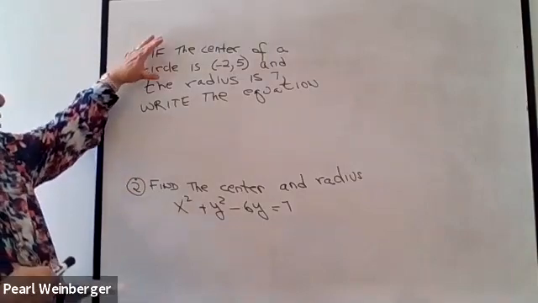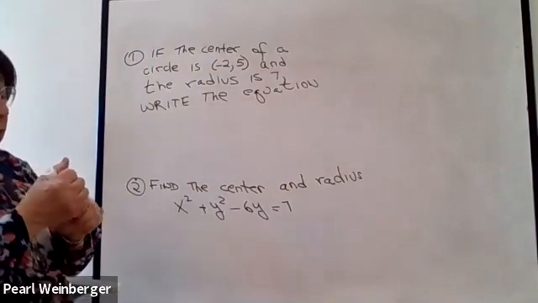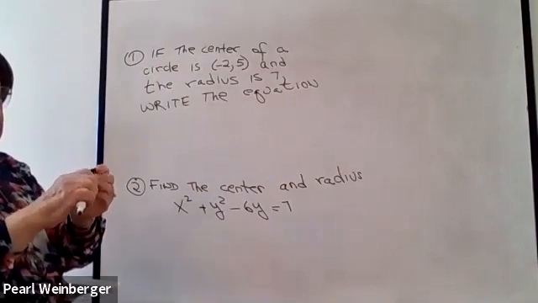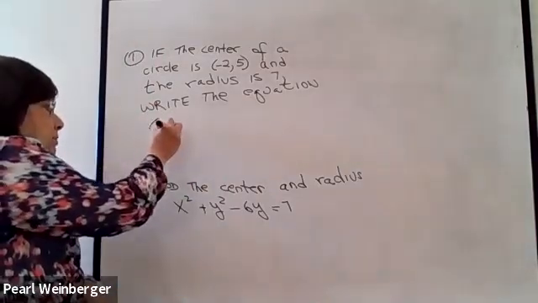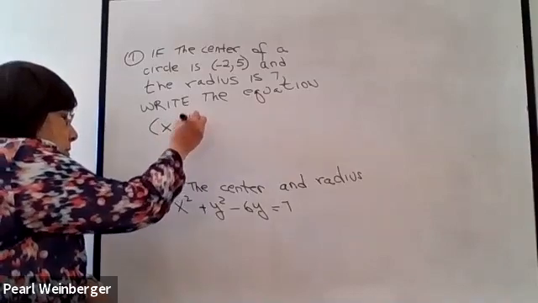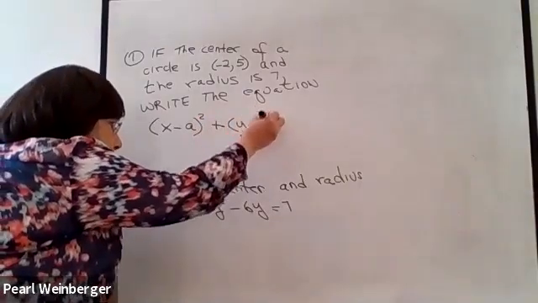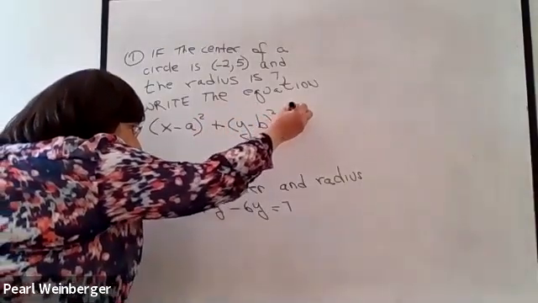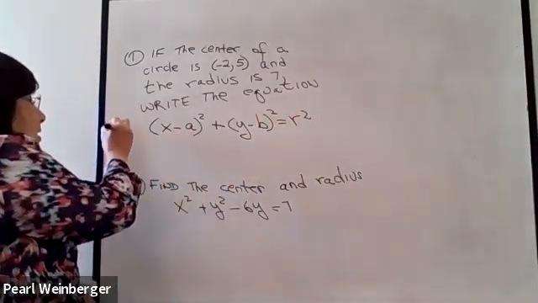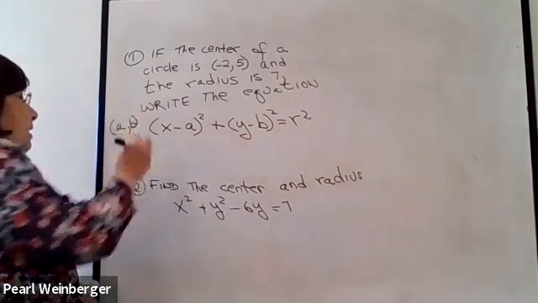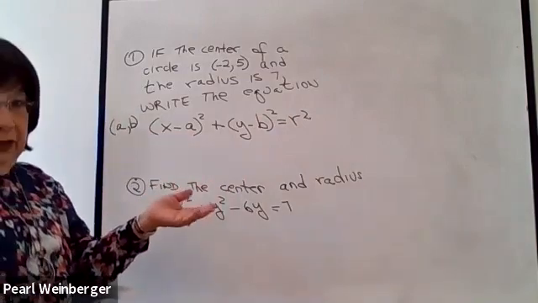Now, the first type that we talked about was the circle. The basic equation for a circle is (x minus a) squared plus (y minus b) squared equals r squared, where the point (a, b) is the center of the circle and the r is the radius.